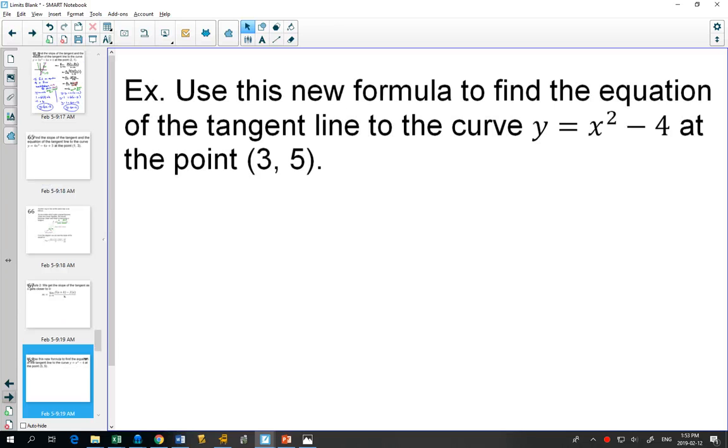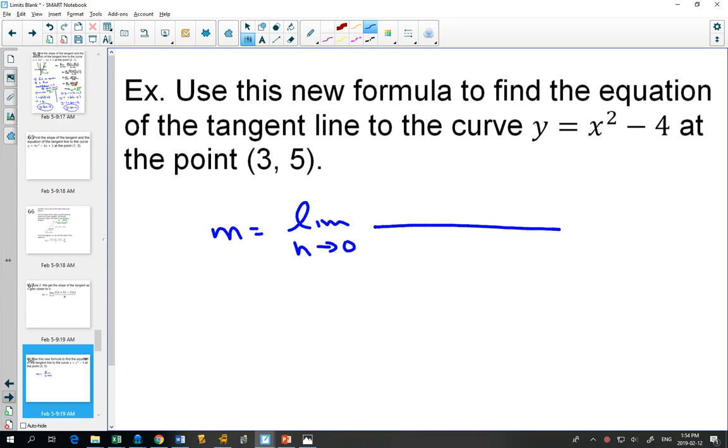So how does this formula work to find the equation of a line? Well, we'd start doing the same thing. To find an equation of a tangent, you need a point and a slope. We already have the point. We need to find the slope, and now it's going to be the limit as h goes to 0 of f of x plus h. So I'm going to write out the formula first: f of x plus h minus f of x all over h.